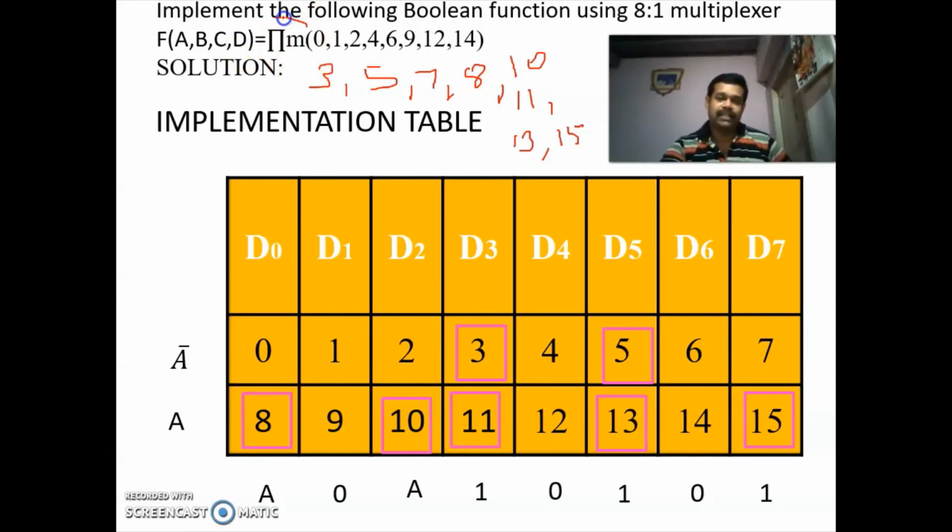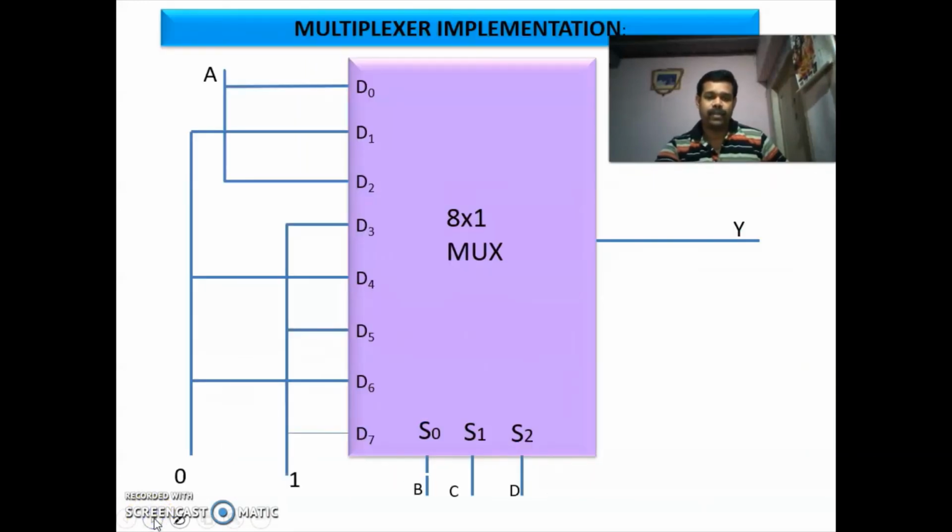So since the question is in POS, you have to encircle the numbers which are not present in the question. After that, same thing. If both the numbers are encircled, put 1. If the number in the second row is encircled, put A bar. If the number in the third row is encircled, put A. If both are not encircled, put 0. Then ordinary implementation, similar to the previous one. So we have to implement.